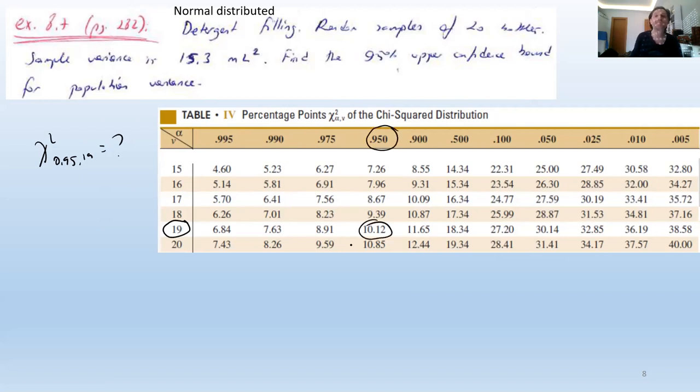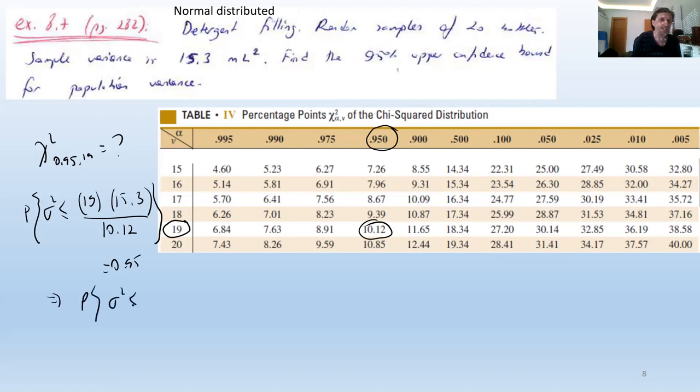10.12. Therefore, I have to check my notes so that I can continue with the question, because all information has been erased. Sigma square is going to be smaller than 19 times 15.3 milliliters squared divided by 10.12. This is going to be equal to 0.95. And when we do the computation, it's going to be the probability that sigma square has an upper limit of 28.7 milliliter square with a probability of 95.